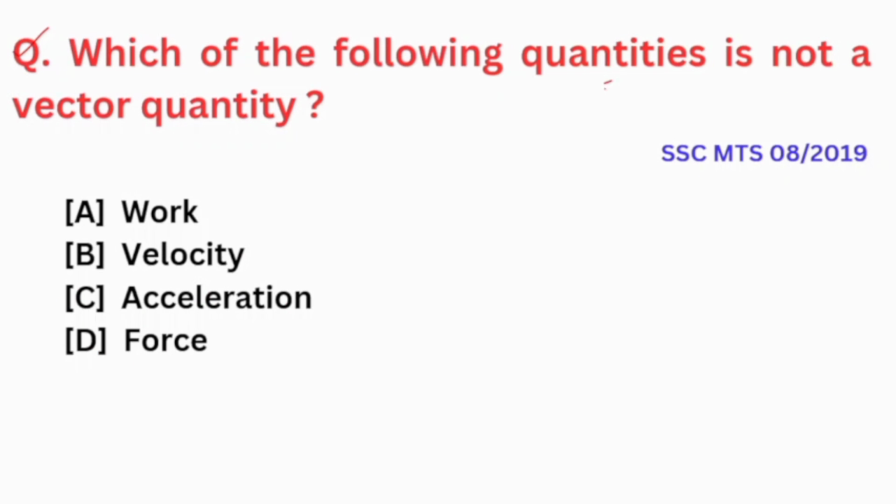Which of the following quantities is not a vector quantity? So here the correct answer is work, because work is a scalar quantity. It has only magnitude. The rest others, velocity, acceleration and force, all three have both magnitude and direction, due to which they are vector quantities.